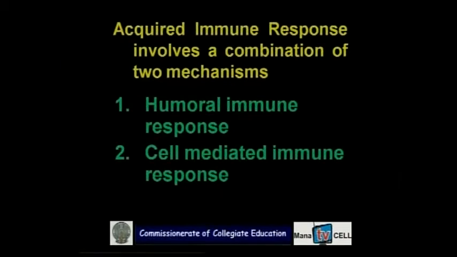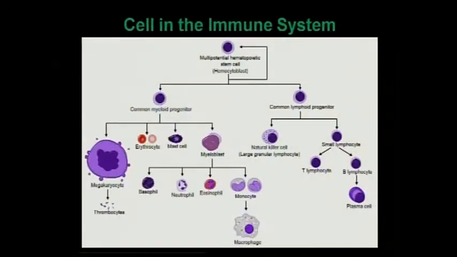This acquired or adaptive immunity mainly involves a combination of two mechanisms known as the humoral immune response and the cell-mediated immune response. One is the humoral immune response, or humoral immunity, or antibody-mediated immunity. Another one is cell-mediated immunity, or the cell-mediated immune response. Before going into these mechanisms, first we will see what components are required to deliver these functions in humoral immunity as well as cell-mediated immunity. First we will look at the cells in the immune system. Some particular cells are involved in building up the resistance power.